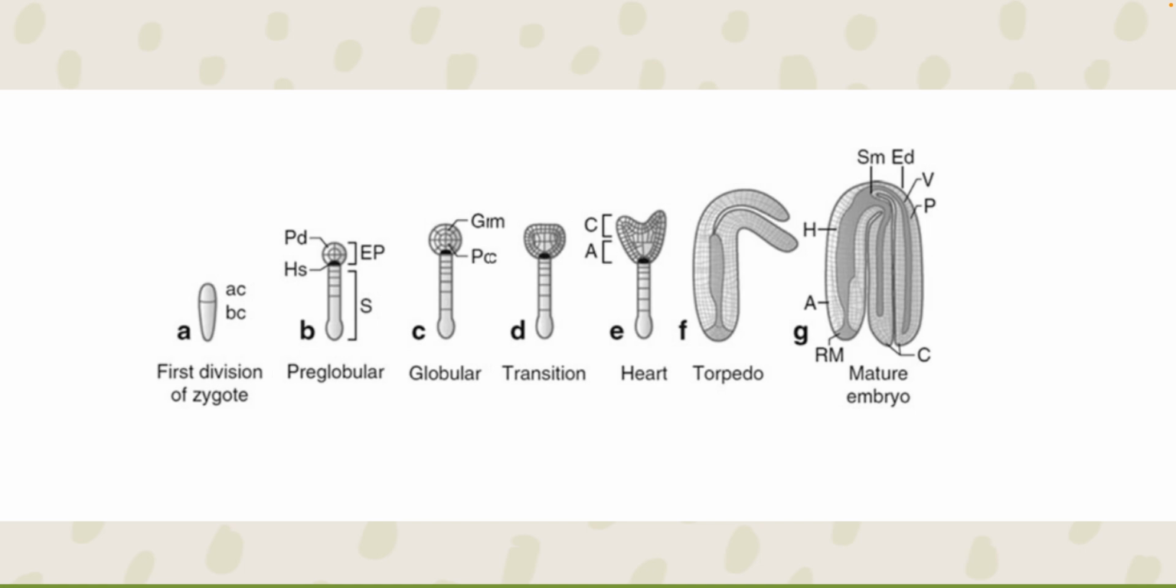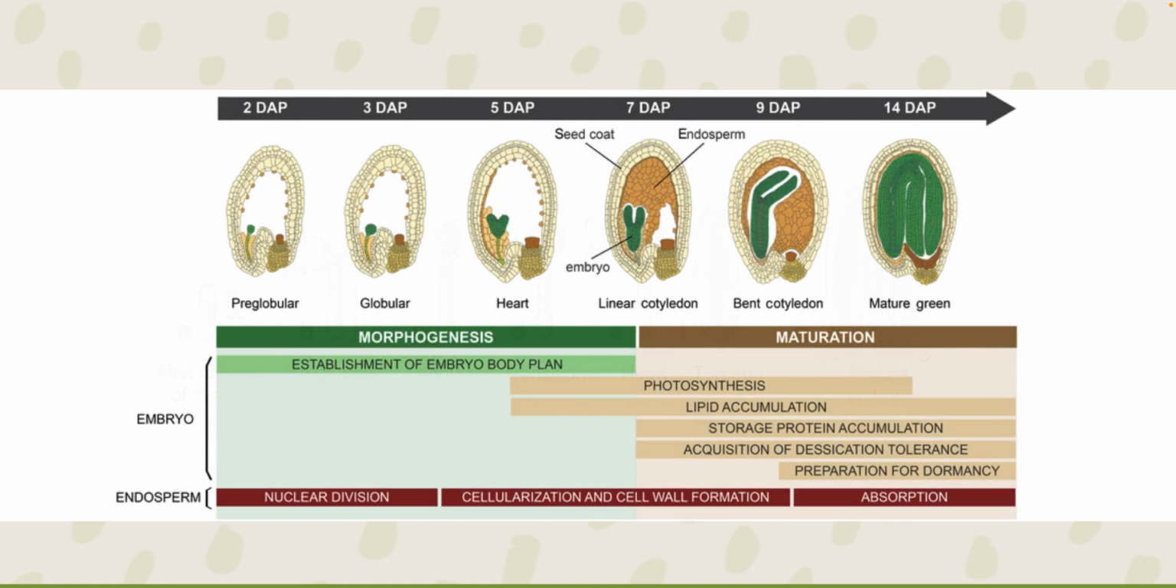Meanwhile, during this process, two other things occur. The endosperm is cellularized, providing a nutrient source for the embryo. It is then consumed by the embryo, leaving the endosperm as a single layer that surrounds the embryo.